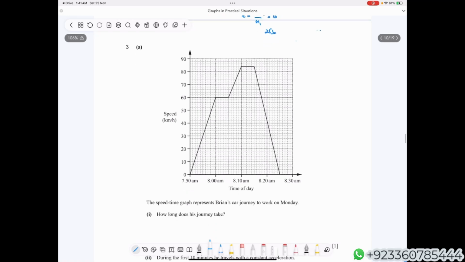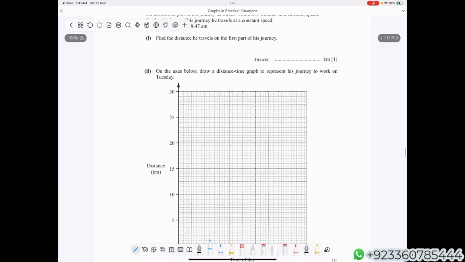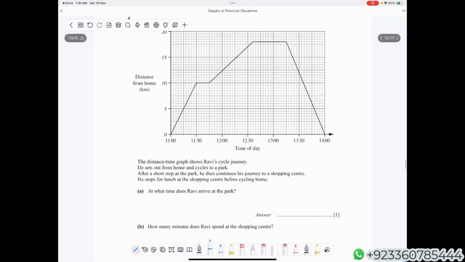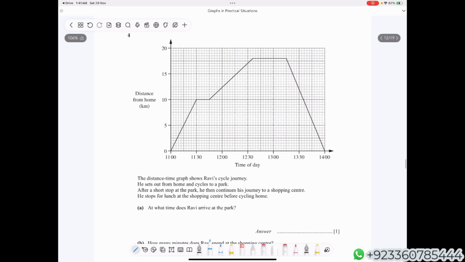Question 3 is again a speed time graph. Try to do this on your own. If you have any confusions, just let me know. The year is mentioned, you can check your answers. Let's try question number 4, which is a distance time graph.